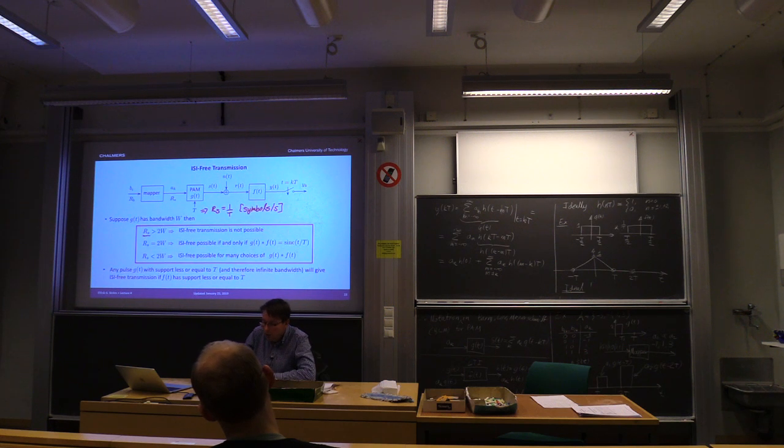So here we are free to choose G and we are free to choose F. The only constraint we have on G is it has to have a bandwidth W. It's band limited to W. Okay. So can we choose G and F to have inter-symbol interference-free transmission? And yes, we can do that in the lower two cases and no in the upper case here.